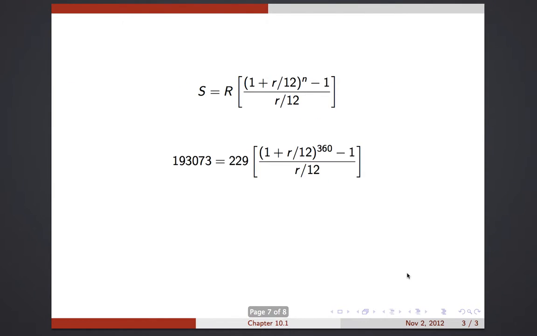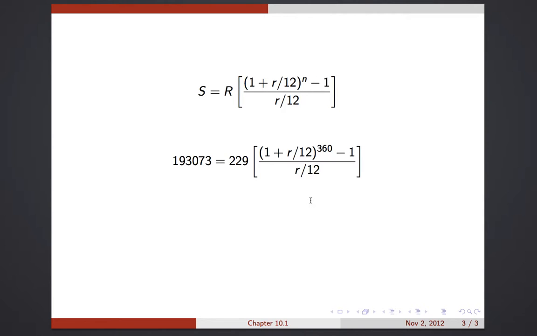So let's just take that formula and plug everything in. The future value of his investment was worth $193,000. He put in $229 per month, and there were 360 total payments. He paid monthly for 30 years. So here's just the equation that you would need to solve in order to find the annual interest rate.